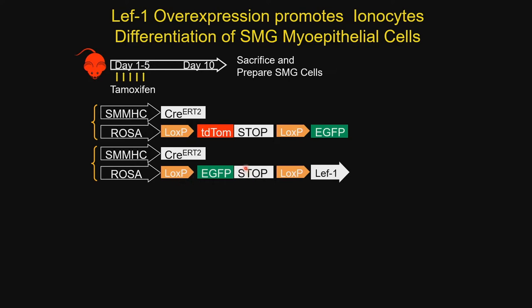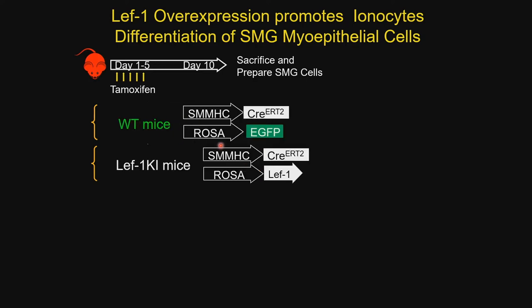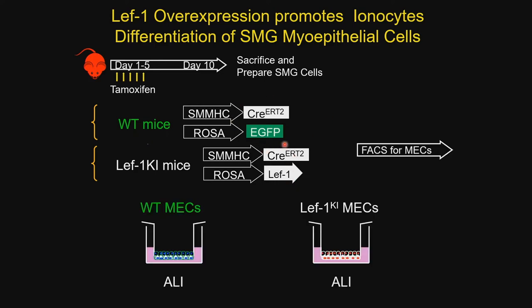In this case, when we treat with tamoxifen, the wild type mice or ROSA TG myoepithelial cells will convert from tomato positive into GFP positive, while in the LEF1 conditional knock-in mice, the myoepithelial cells will turn the GFP off and will overexpress LEF1. We then prepared SMG cells from these mice and FACS sorted for myoepithelial cells, either GFP positive in the wild type side or the colorless cells in the LEF1 overexpressing, and then we plated them in ALI cultures.